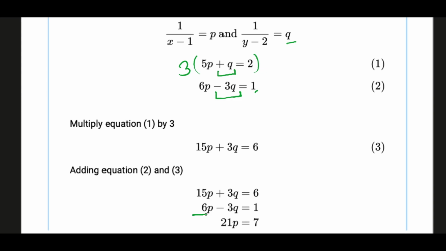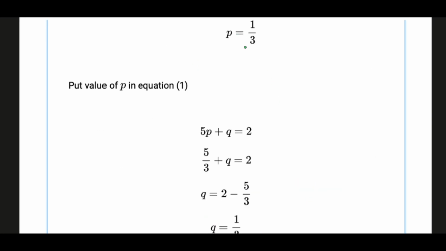So now when you add equation 2 and 3, this 15p and 6p gives us 21p. And this 3q and minus 3q will cancel out and this 6 plus 1 gives us 7. So it gives us 21p equals to 7. Now the value of p is 7 by 21. So we get that value of p is 1 by 3.